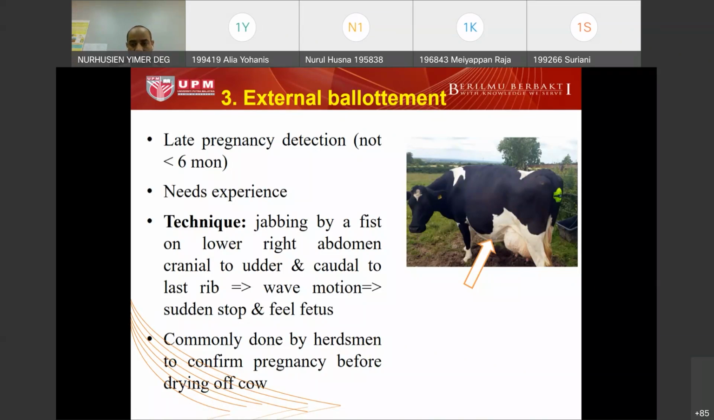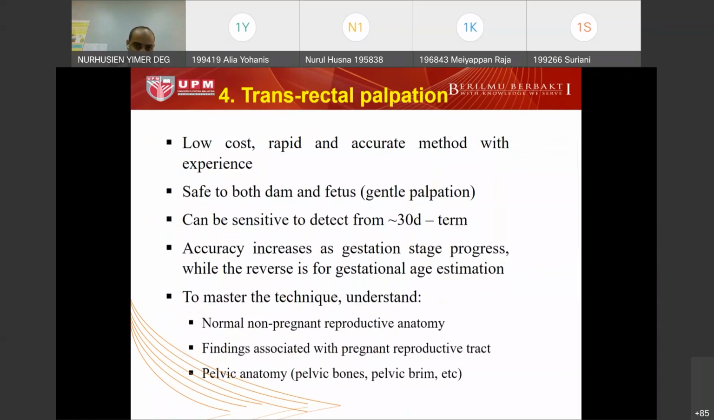And at some point, if you suddenly stop and try to feel, the ballottement of the fetus is expected to be felt by your hand, which is pressed against the abdominal wall. So technically, that's how we expect to perform it and to feel it. But as I said, this is, again, a method which is applicable only during the advanced stage of pregnancy.